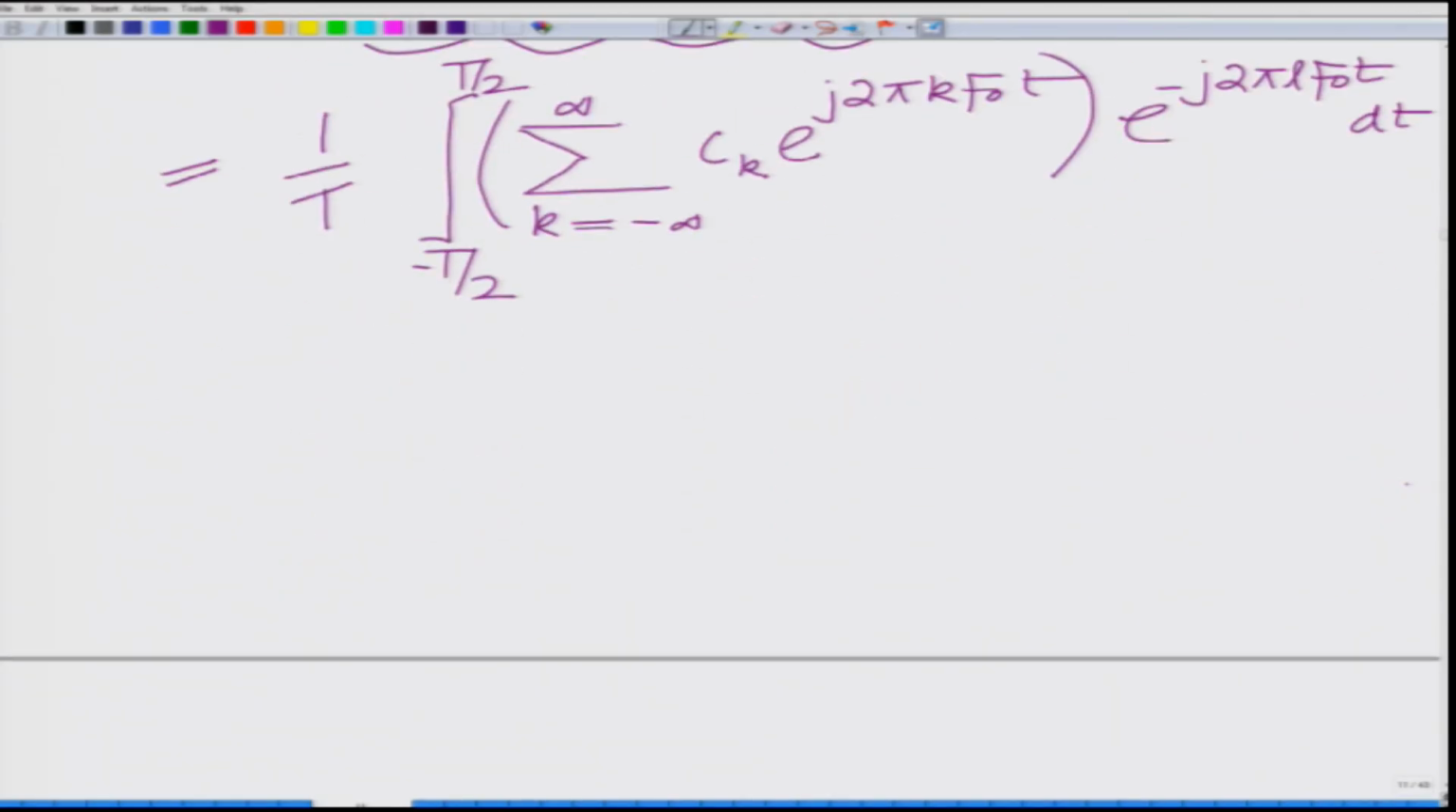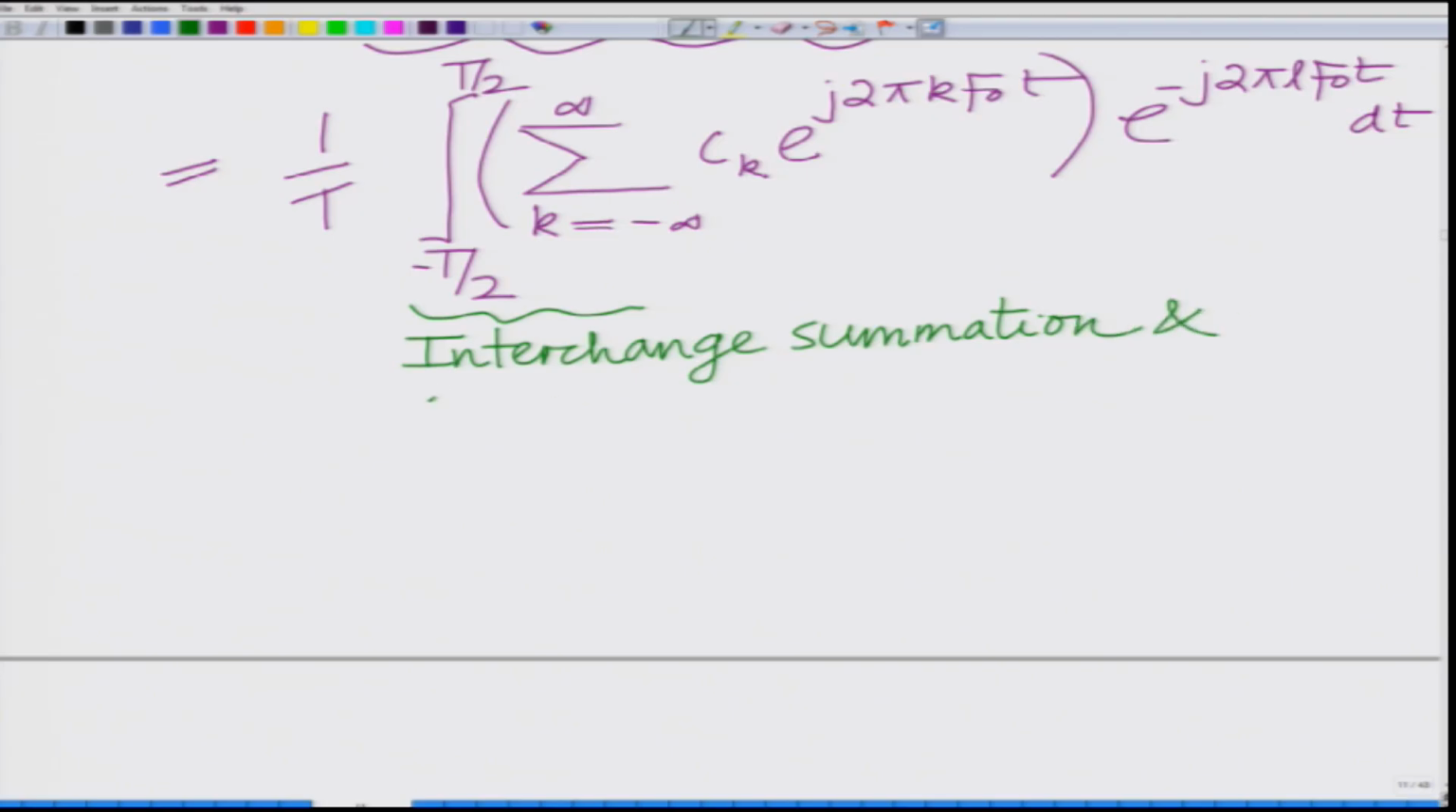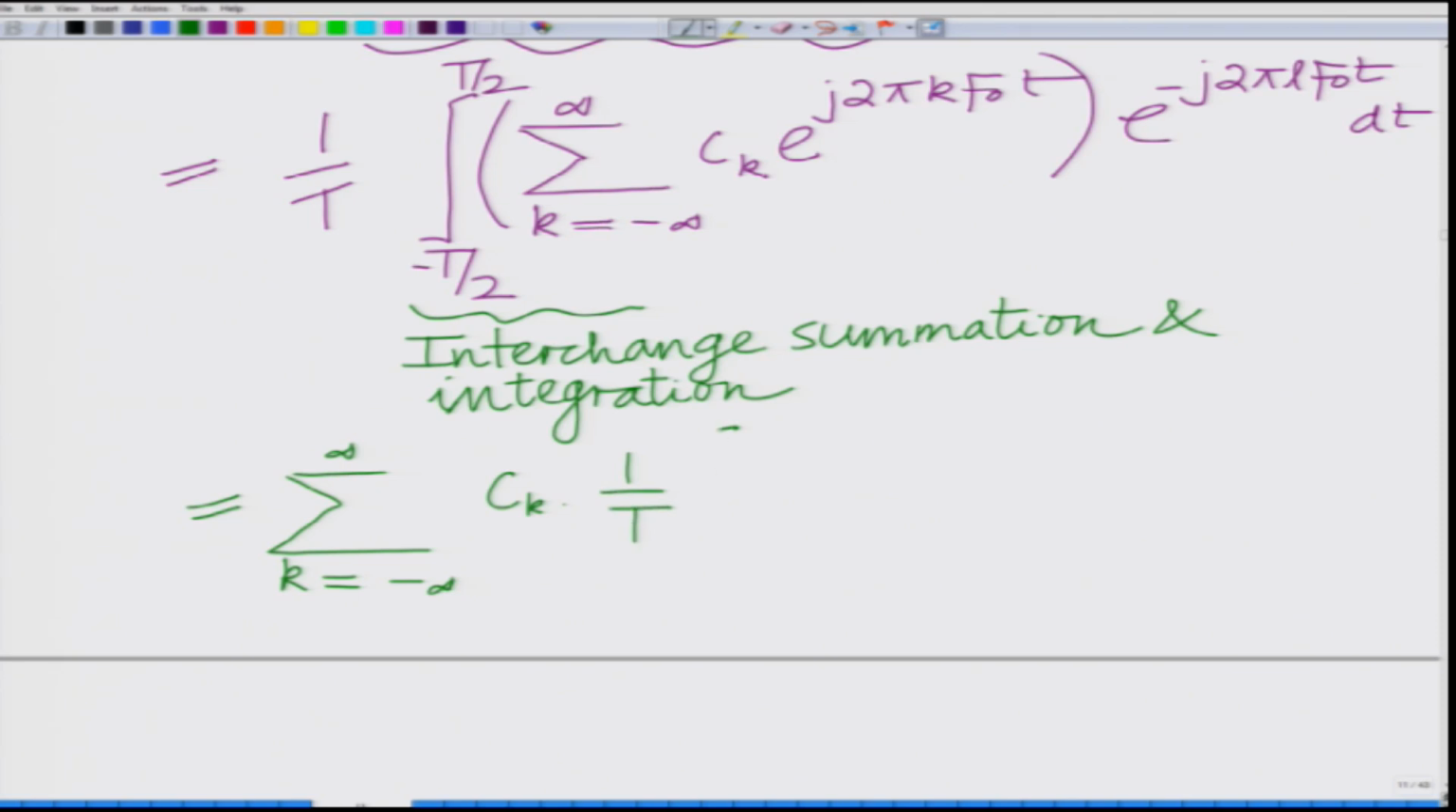Now, interchange the order of summation and integration, and that yields, taking the summation outside, summation k equal to minus infinity to infinity, Ck times 1 over T integral from minus T by 2 to T by 2 of e to the power of j 2 pi k minus L f naught t dt.